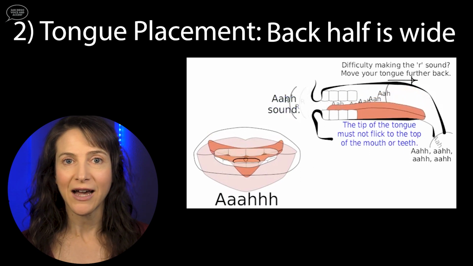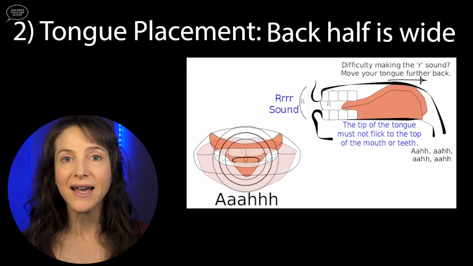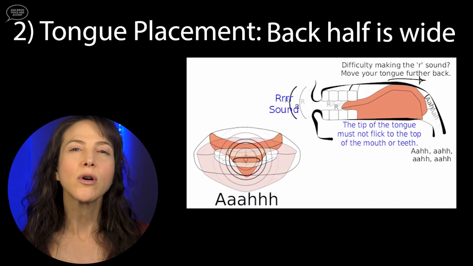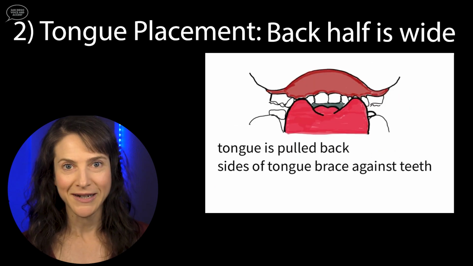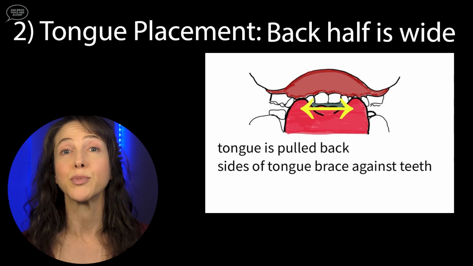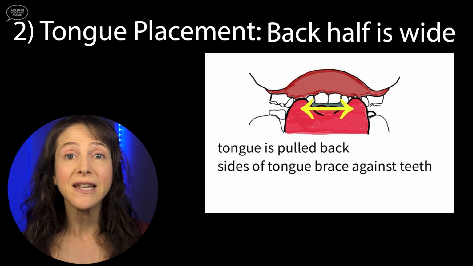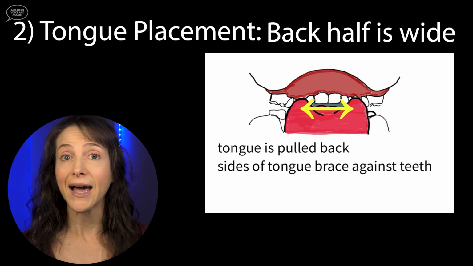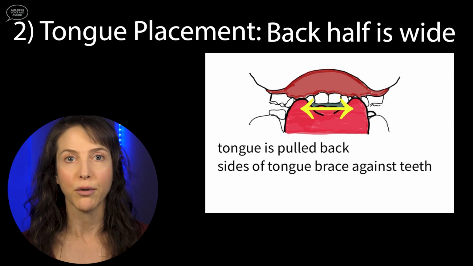As you pronounce this sound, the sides of the back of the tongue touch the inside of the upper back teeth, or maybe as far up as the gums. Now, this is important because the sides of the tongue actually push or brace against the inside of the teeth as you pronounce the American R. So you should definitely feel that the sides of the back half of the tongue are touching something, teeth, gums, or both, and are pushing against it.